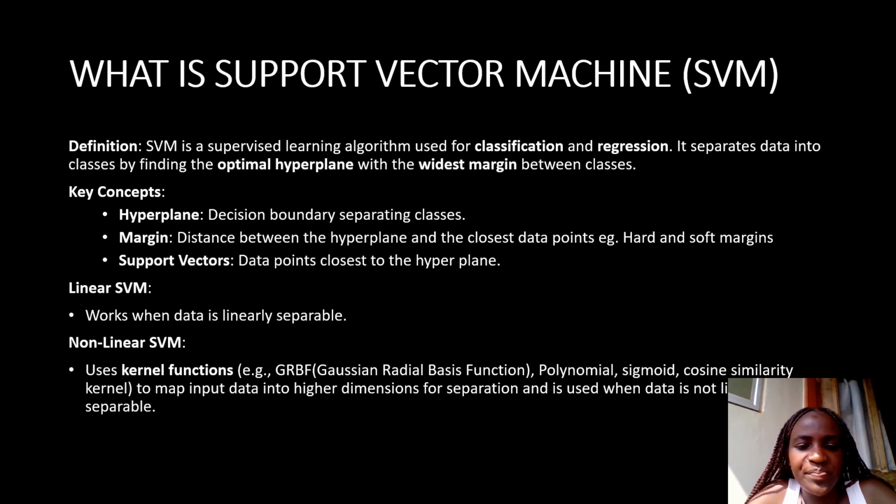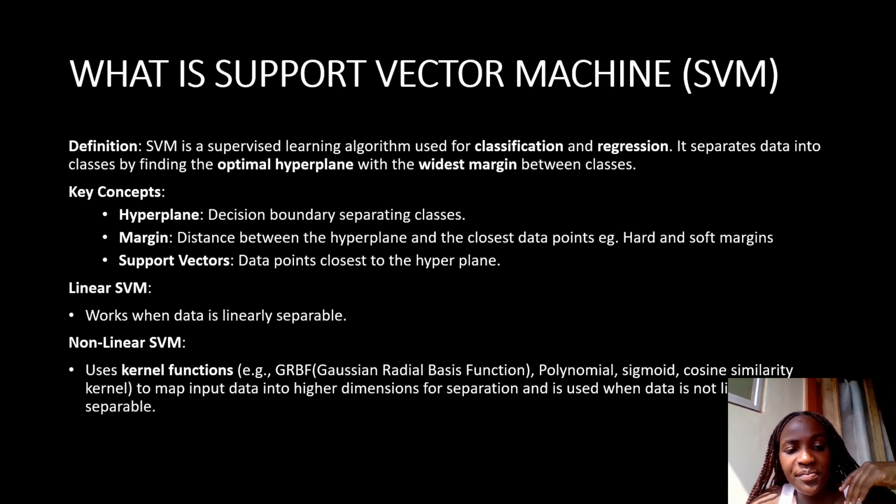Then linear SVM works when data is linearly separable. For example, let's say you have a graph, and that graph has different points that you've plotted. Now, if you can easily draw a line between those to separate, let me say, data points A from data points B easily, without any hardship, so that's a linear SVM. So it's easily separable linearly. Linear means a line, so you can easily draw a line between those different points.